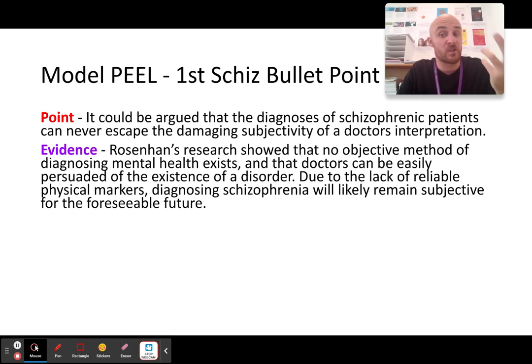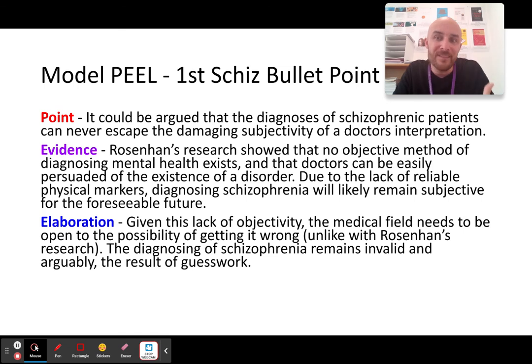So what? What's a consequence of this point? Well, given this lack of objectivity, the medical field needs to be open to the possibility of getting it wrong, unlike the doctors in Rosenhan's research who were adamant they got it right. The diagnosing of schizophrenia remains invalid and arguably, and this is me slagging off a little bit, the result of total guesswork. Now that's quite a strong statement, but I like my students to have that strength in their statements, to have that conviction in their point, right?